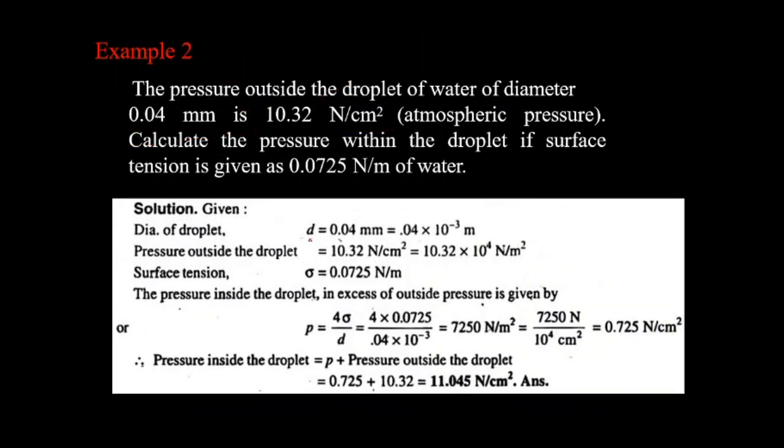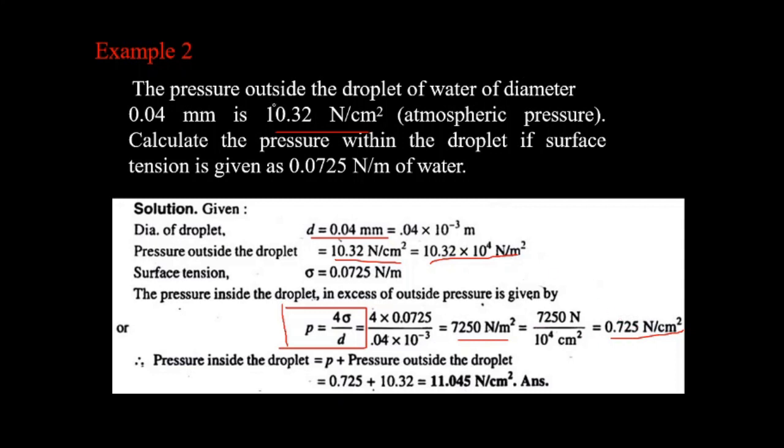See here, the diameter of the droplet is given as 0.04 mm. The pressure outside the droplet is 10.32 newton per centimeter square, that is 10.32 into 10 power 4 newton per meter square. We have a formula for the pressure inside the droplet only, but the given value is outside the droplet. We know this formula, so we will substitute it. P is equal to 4 sigma by D, so 4 into sigma, which is 0.0725, divided by D, which is 0.04 into 10 power minus 3. We will get the pressure inside the droplet as 0.725 newton per centimeter square.